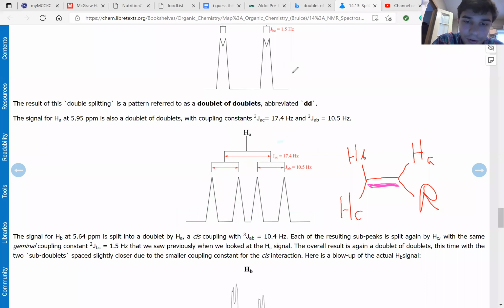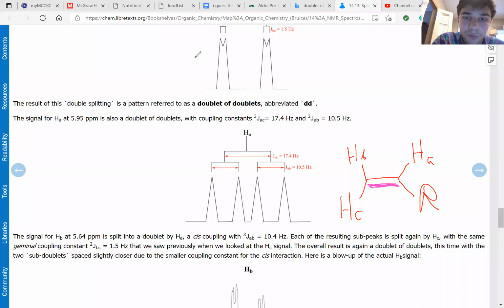So taking all that mess out, you pretty much had one peak and one peak, and then they were split into two. It was a doublet, which was then split again into a doublet. This is known as a doublet of doublets. And based on how wide and far apart they are, you can know which one is coupled to which.